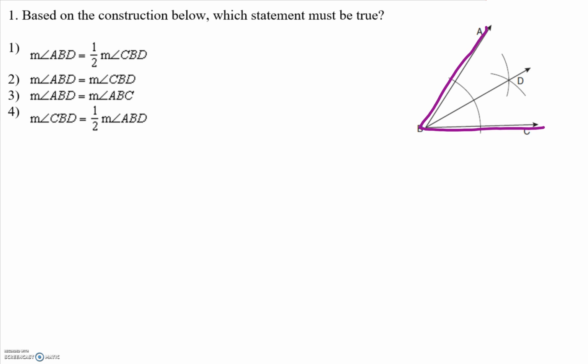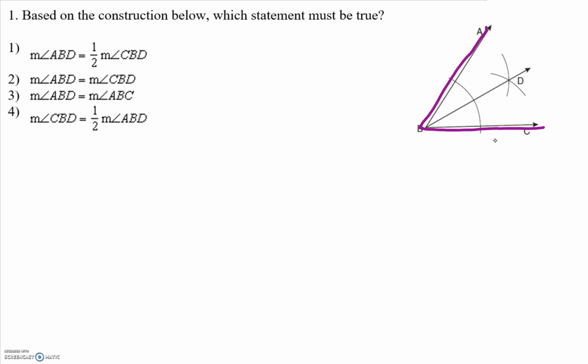Hey guys, so I'm going to walk you through some of the questions in our first review packet that we got. So looking at question 1, it says, based on the construction below, which statement must be true? So let's look at the picture. Angle ABC, and we're cutting that in half. This is your angle bisector.